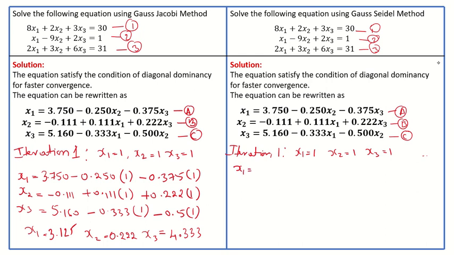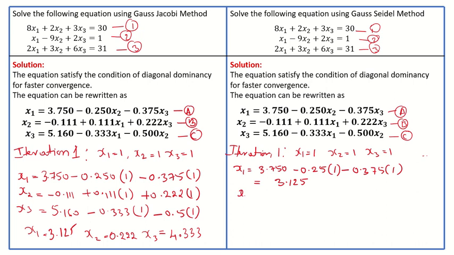Okay, so here x1 equal to how much? That means x1 is this one, 3.750 minus 0.25 times x2, which is 1, and x3 equal to minus 0.375 into 1. You are going to get the value of x1 as 3.125. Okay, because we already solved that equation here. So here also this is 1, this is 1, the same answer we will get.